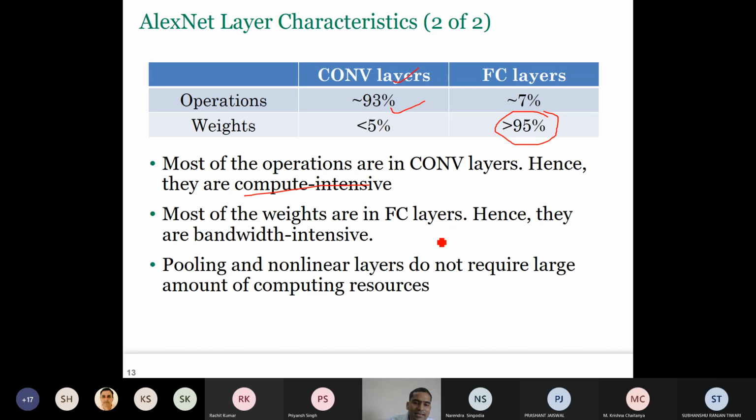Most of the weights are in FC layers. So you need to fetch all those weights from memory. That's why you need a lot of memory bandwidth. So these are memory bandwidth intensive. FC layers are bandwidth intensive.